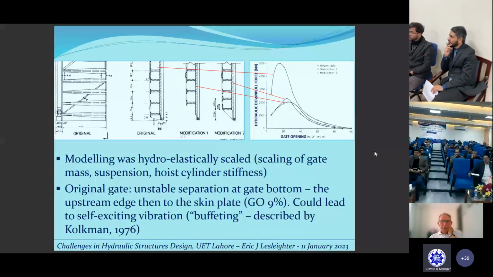These were modelled hydraulically. That is, we had the scaling of the gate mass, the gate suspension, and the hoist cylinder.